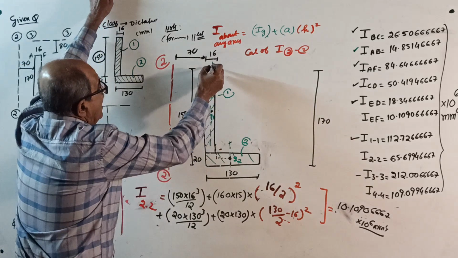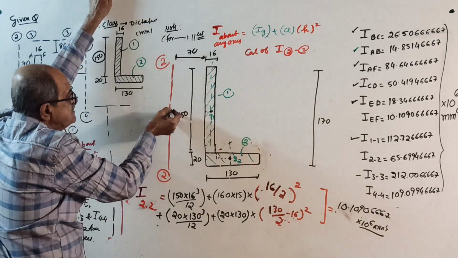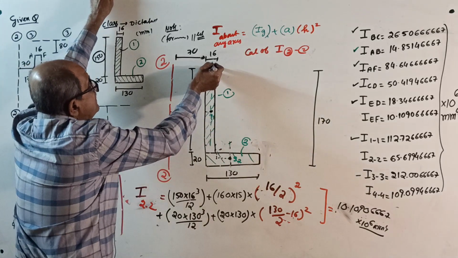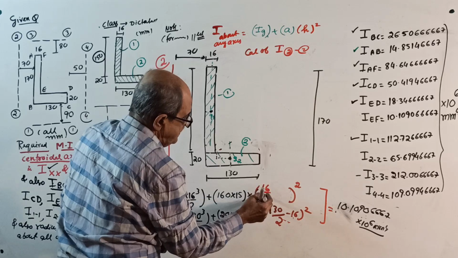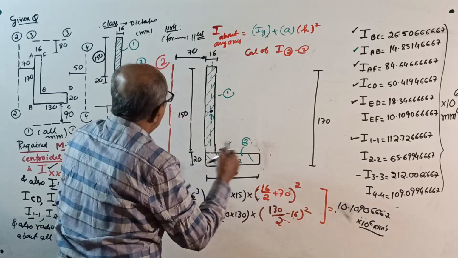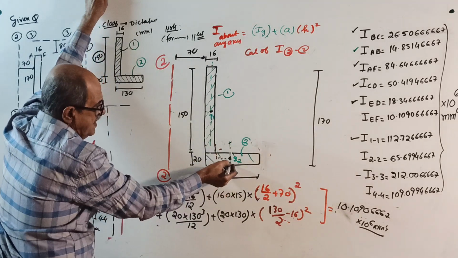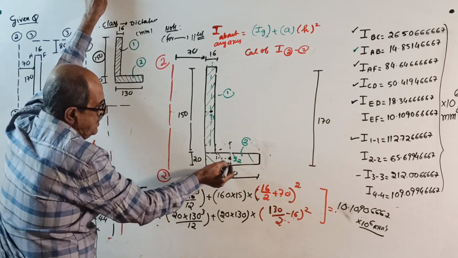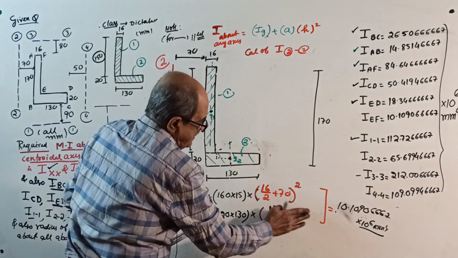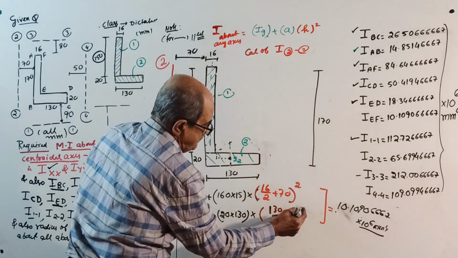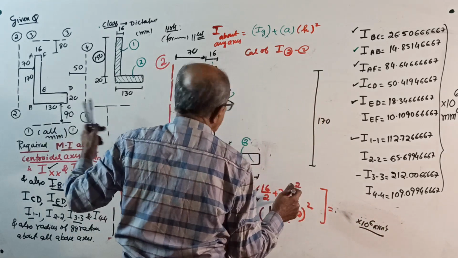2, 2. I about its own axis here plus area into this distance square is 16 by 2 plus 70. So easy. 16 by 2 plus 70 whole square. I about its own axis here plus area into this distance square is 130 by 2 plus another 70. 130 by 2 plus 70 whole square. Answer will come. Which one? I for 2, 2.